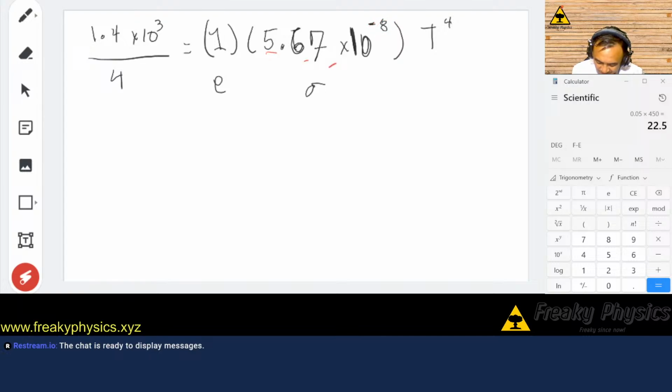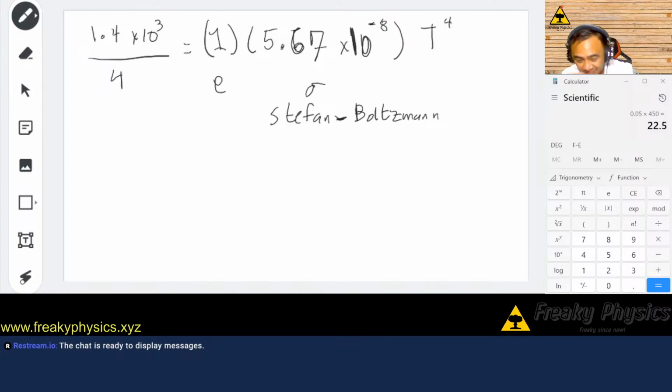5, 6, 7, 8. That's called the sigma notation? No, this is the Stefan-Boltzmann constant. Why is it called sigma? That's the Greek letter sigma. That's weird, I thought it was standard deviation. Oh, in math it means standard deviation. Okay.